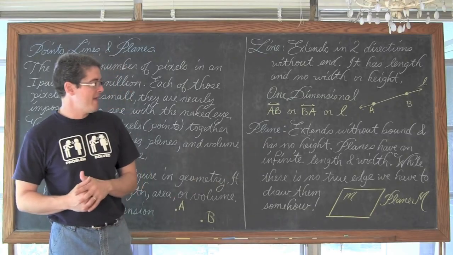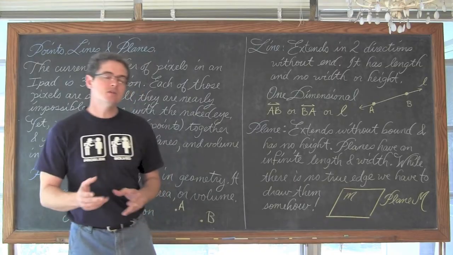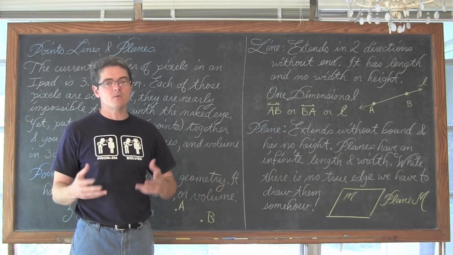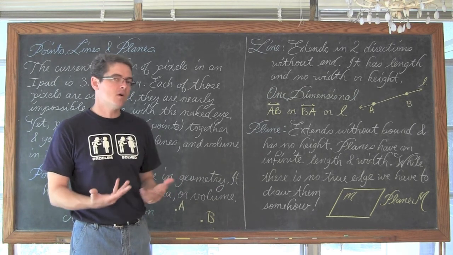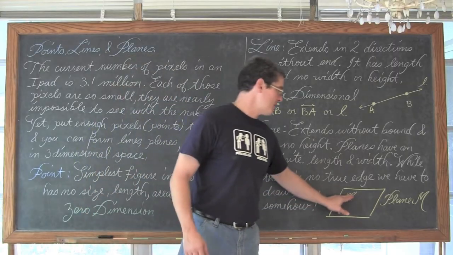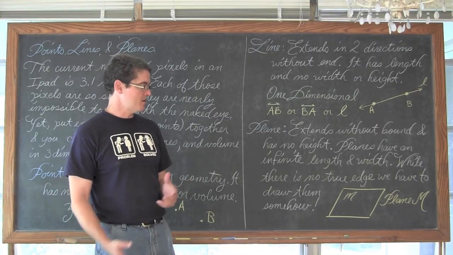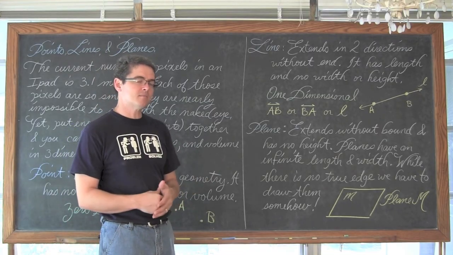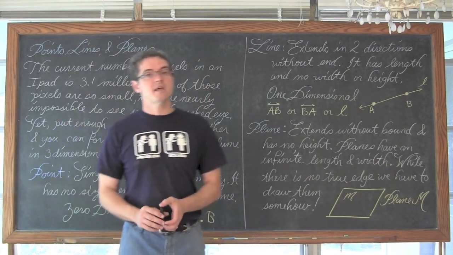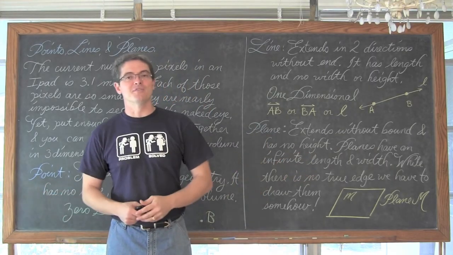While there is no true edge, we have to draw something. So you'll normally see planes represented in geometric figures or drawings as a parallelogram. But you could draw a rectangle as well. We draw a rectangle or usually a parallelogram, and somewhere in there put a capital letter, and thus this is plane M. Of course, because we have to draw something, we generally make them look like parallelograms, but indeed they are not, because parallelograms do not extend with length and width forever.